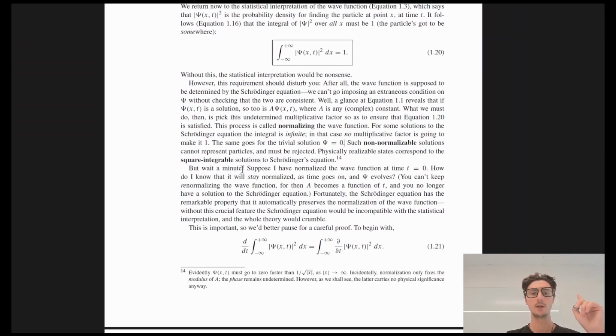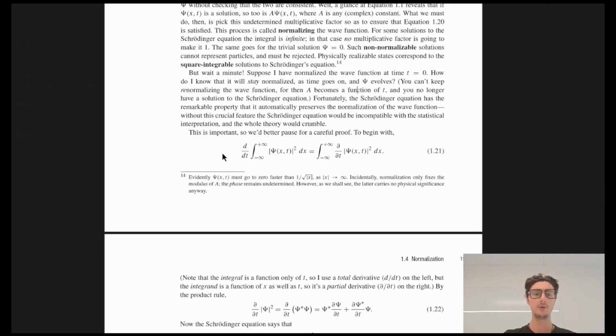Don't stress about that, but wait a minute! Suppose I have normalized the wave function at time t equals 0. How do I know that it will stay normalized as time goes on and psi evolves? You can't keep renormalizing the wave function, for then A becomes a function of t and you no longer have a solution of the Schrodinger equation. Fortunately, the Schrodinger equation has a remarkable property: it automatically preserves the normalization of the wave function. Without this crucial feature, the Schrodinger equation would be incompatible with the statistical interpretation and the whole theory would crumble. Very interesting. This is important, so we'd better pause for a careful proof.